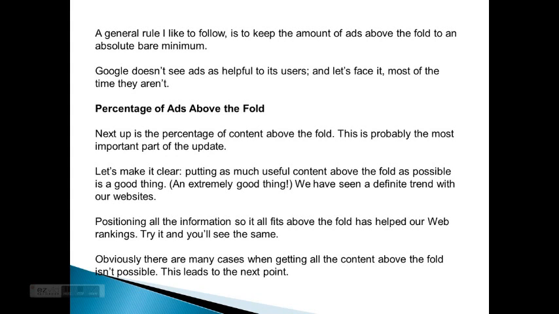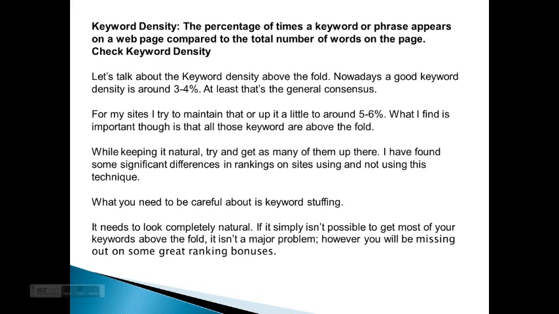This leads to the next point, keyword density, which by definition is the percentage of times a keyword or phrase appears on a web page compared to the total number of words on the page. Let's talk about the keyword density above the fold. Nowadays, good keyword density is around 3 to 4%. At least that's the general consensus. For my sites, I try to maintain that or up it a little to around 5 to 6%.